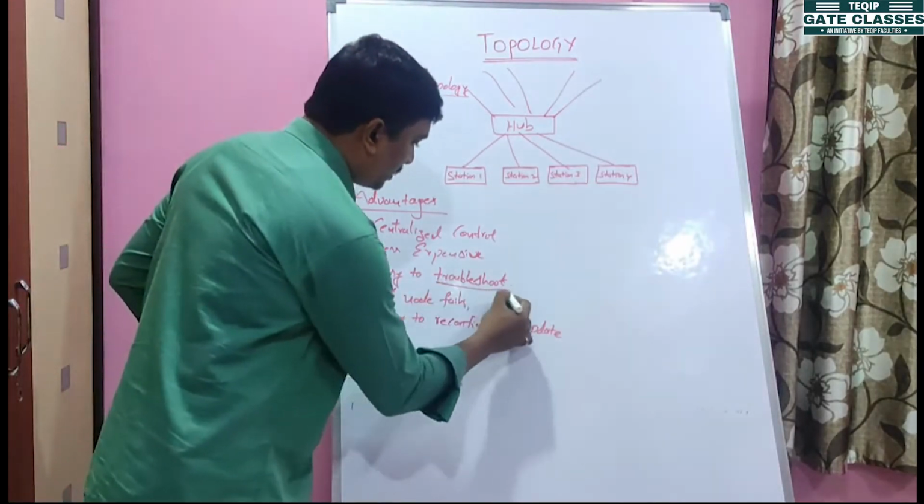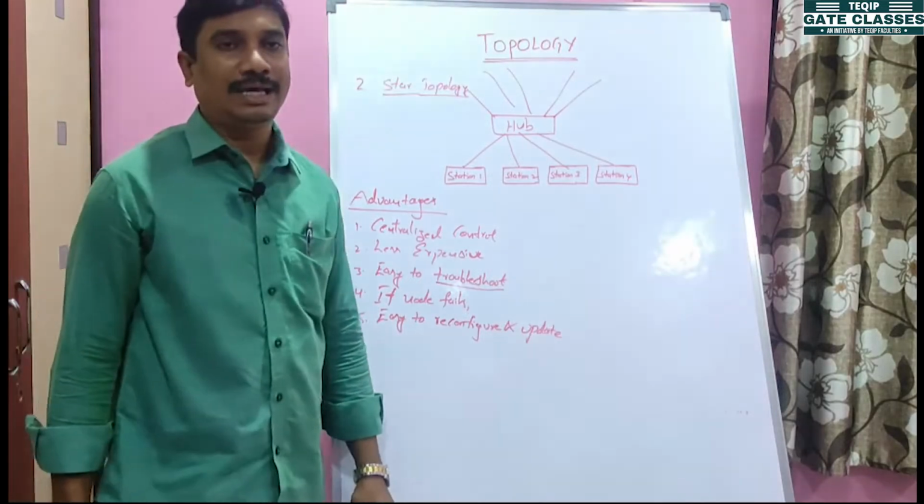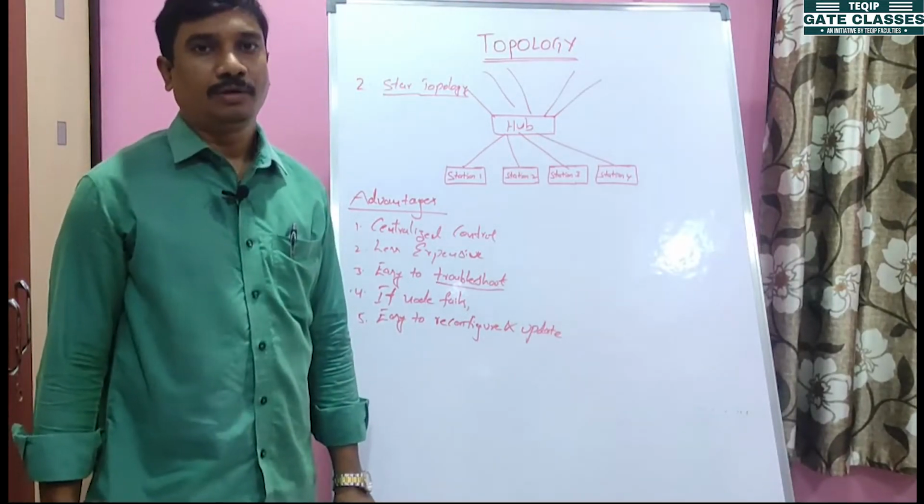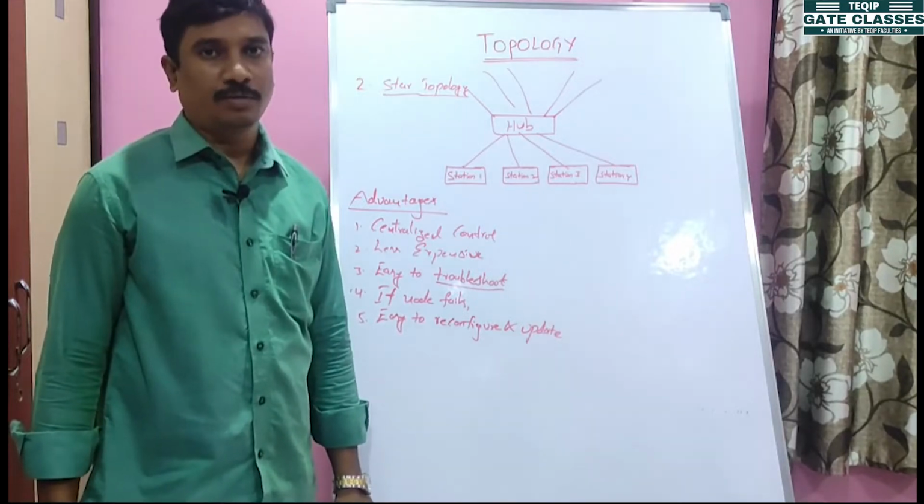The next one is easy to troubleshoot. Troubleshooting means finding any error in the stations and easily rectifying that error. That is the meaning of troubleshooting.